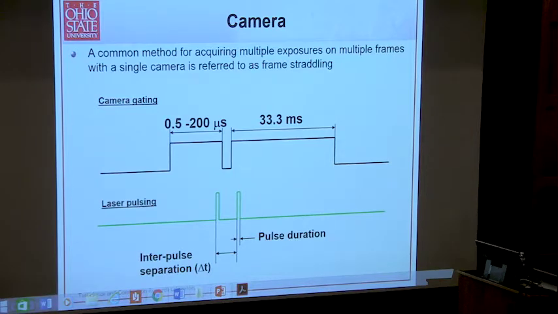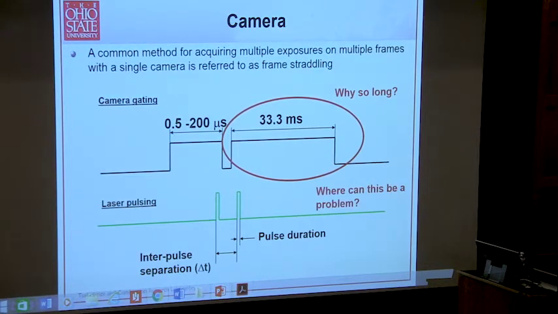This is a difficulty that everyone has. You always look at your two images, and if you haven't done any optical filtering, you have one that looks like just particles, then you have one that has all that nasty background in it. That's due to the long exposure. So what you have to ask yourself is, why so long? And the second question is, where can this be a problem? The second one can be answered first: in very highly luminous environments.